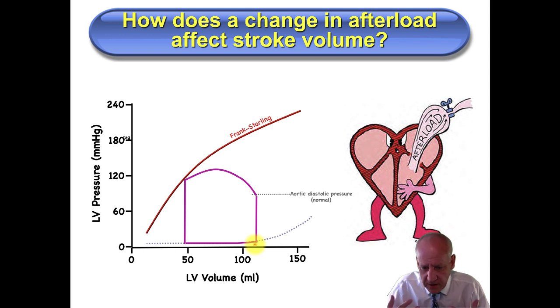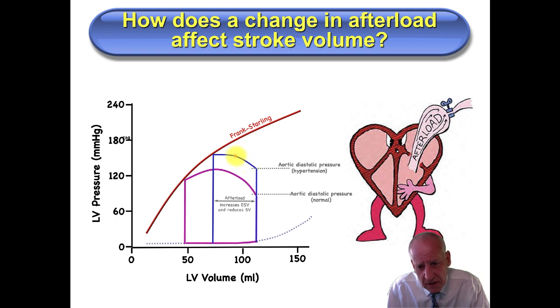Suppose, however, we suddenly increase the aortic pressure from 90 to 130 millimeters of mercury. Now the ventricle must develop more pressure in order to eject, and now we get ejection until it intersects the ventricular function curve here. As a result, the stroke volume is reduced from 65 mLs to about 40 mLs. So what happened? When the heart is made to pump against a greater afterload, the ejection fraction decreases. More blood remains in the heart at the end of systole.